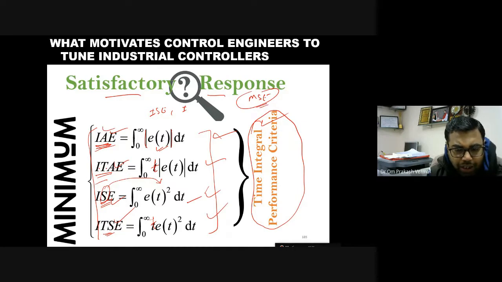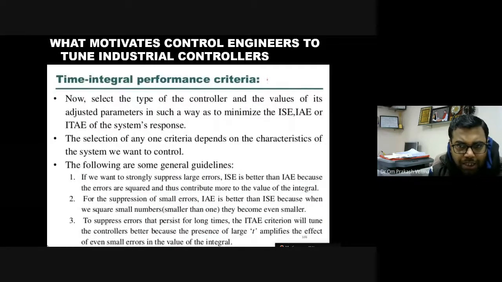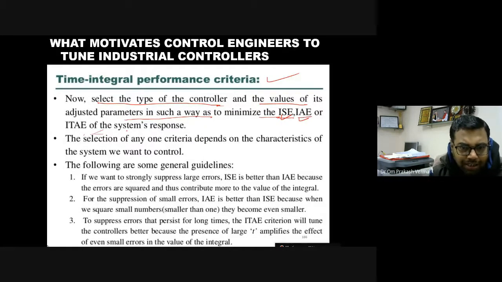Yes or no? Square error लेते हैं. अब उसको प्रॉब्लम ये है कि how this function is going to be chosen in the control system, in the control theory, right? See the time integral performance criteria, how we are going to check. So now the problem is, select the type of the controller, either the PI, PD, PID, okay, and the value of its adjusted parameter in such a way as to minimize ISE, IAE or ITAE response. आप कोई भी लीजिए, ISE, IAE, लेकिन कैसे लेना है अब इसको देखा.